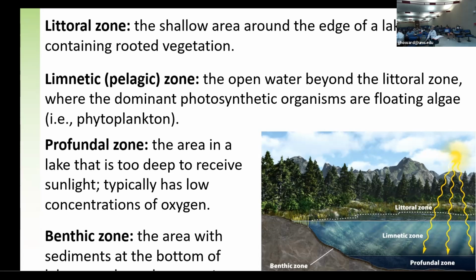But littoral, the edge, limnetic, which we will call pelagic in the open ocean. That's the open water. Benthic is the bottom, and profundal is the deep water that generally has very little oxygen.